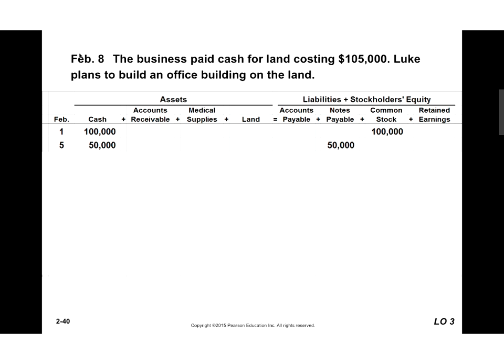Next up, February 8th, the business paid cash for land costing $105,000. So the business pays cash. Right off the bat, I like to look at cash first. What's happened to cash here? Well, the business paid $105,000, so we've got a cash activity, and the cash is decreasing. For a cash decrease, I'm going to put parentheses around it in the cash column. And what did we get in return? We gave out cash. We got land. So we're going to have an entry to the land column. So we've got cash being decreased for the amount that we've spent, and then we have land going up.